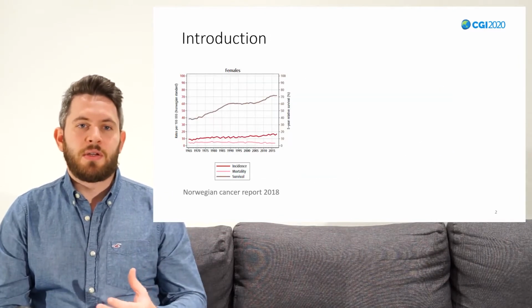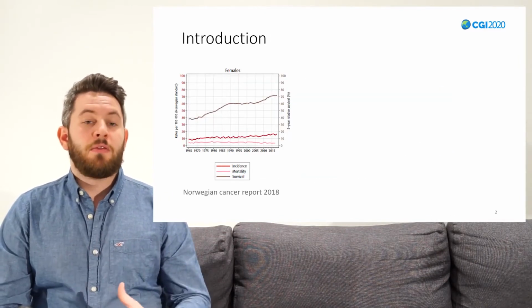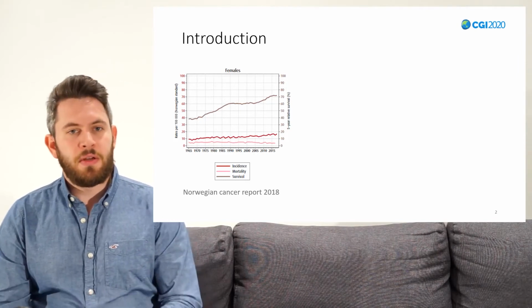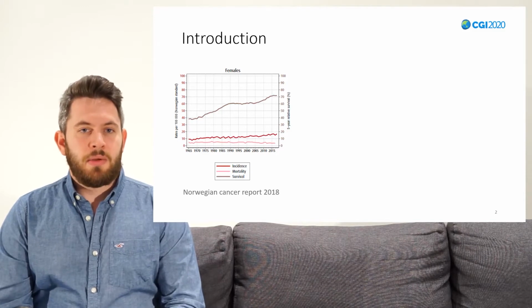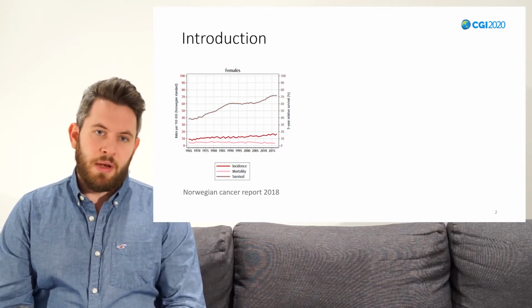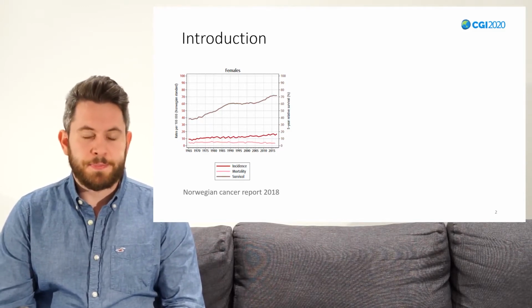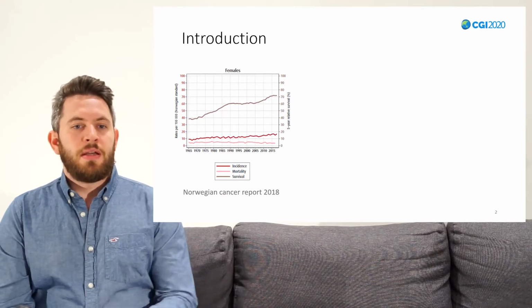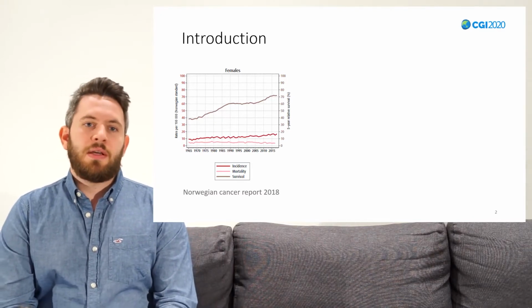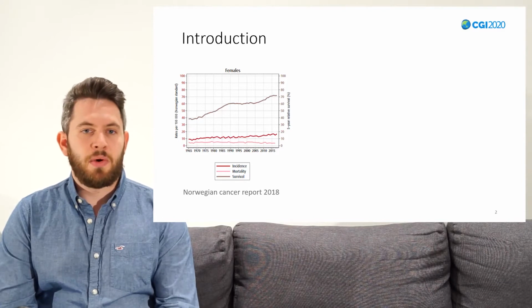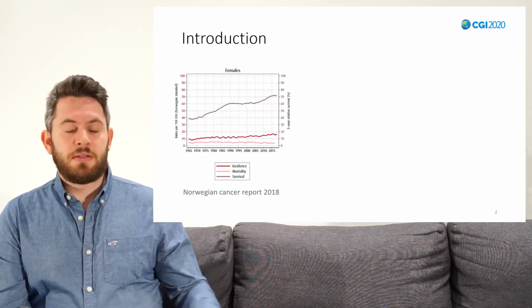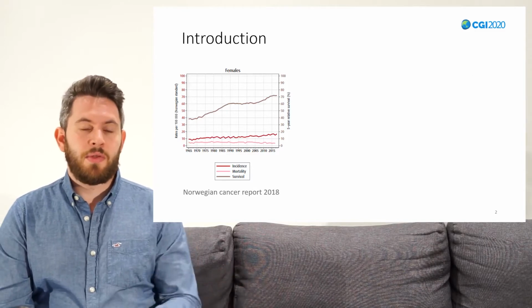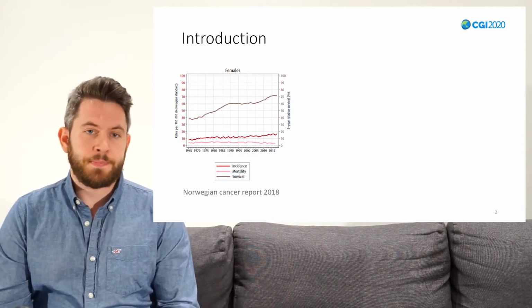So to the introduction. We are working here, for example, with endometrial cancer patients. Endometrial cancer is a type of gynecological cancer, and it's the most common cancer type in women in industrialized countries. What you can see here is the Norwegian Cancer Report of 2018, and what we can see in this report is that the survival rate is going up, which is good, but also the incidence rate is going up. So we're dealing here with a really important problem.